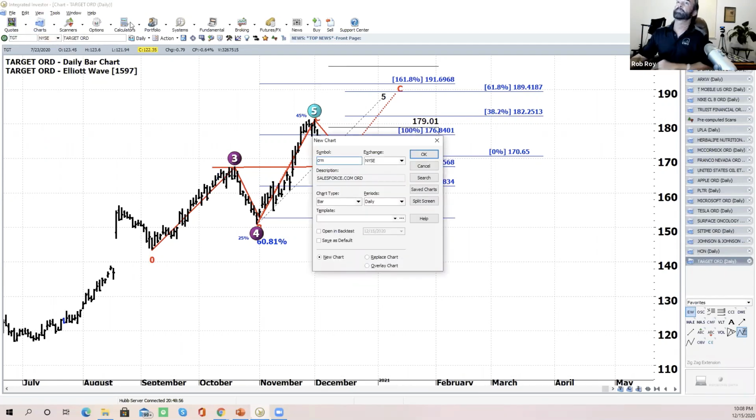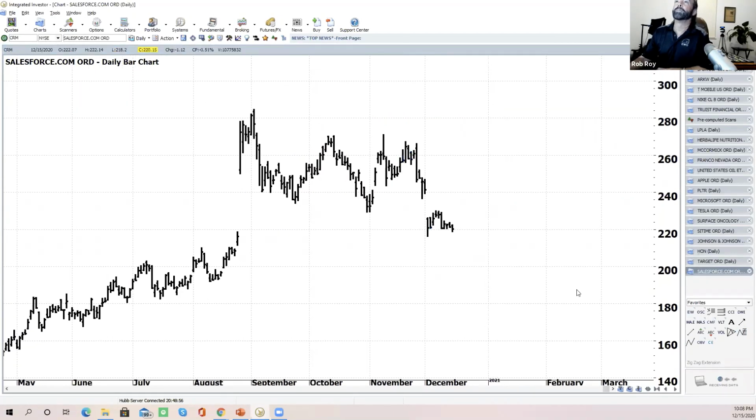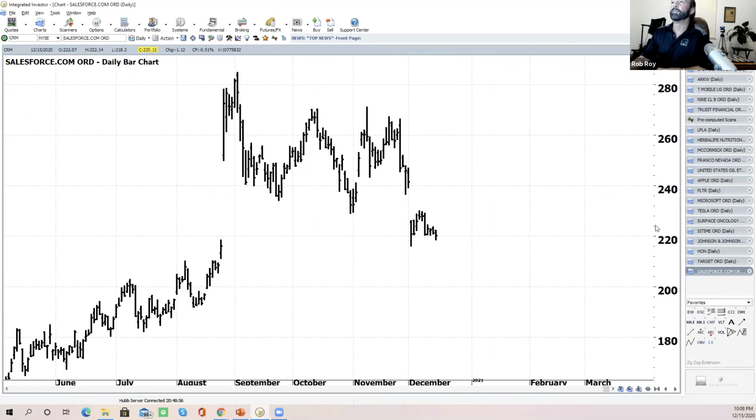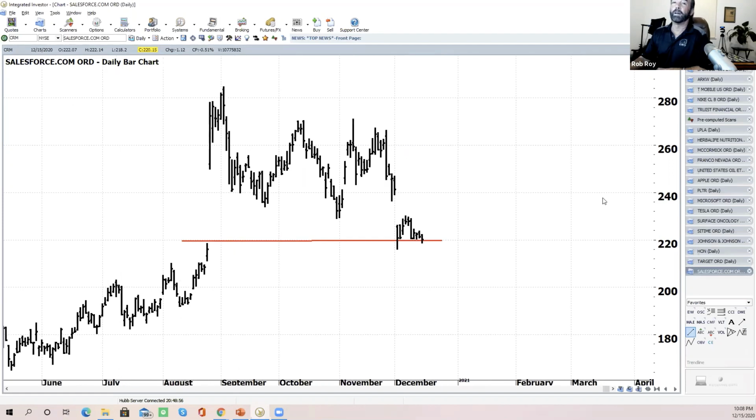CRM. We just had that acquisition. Usually when you're the acquiring company, you take a hit. The company getting acquired moves up. The acquiring company takes a hit. Why is that? It's rare when the company doing the buying moves to the upside.